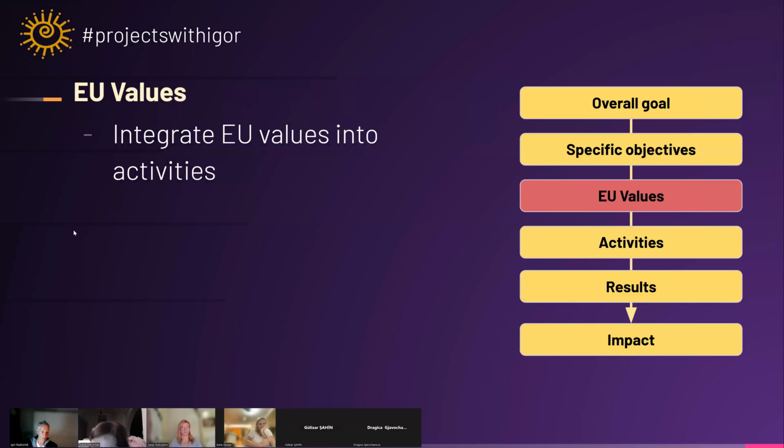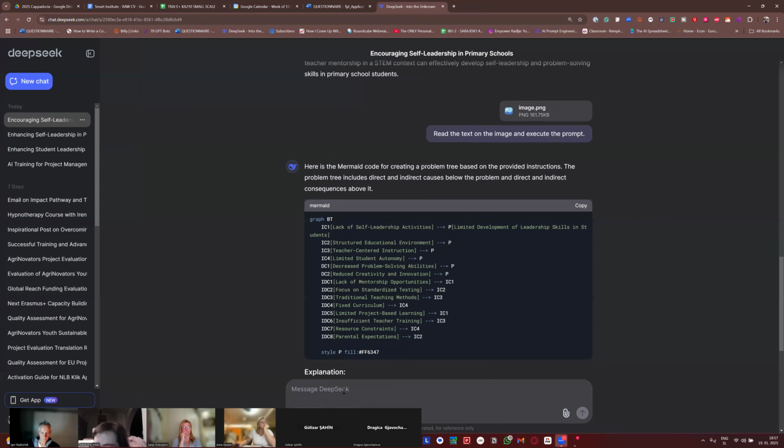What is really important as well is EU values. I saw in plenty of evaluations the comment: you didn't use implementation of EU values in your project. I will not explain now what EU values mean. Just go to Google or an AI tool and say, explain EU values, or we can do it here. Explain EU values for EU projects.